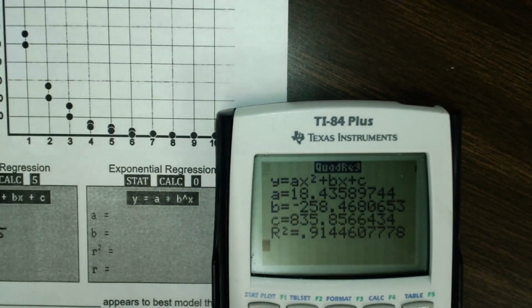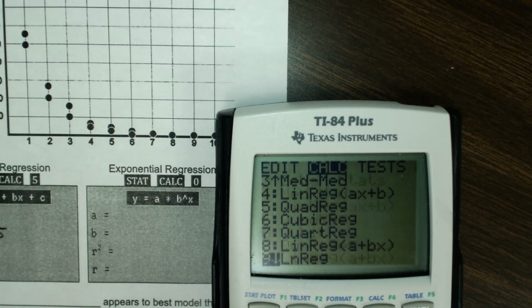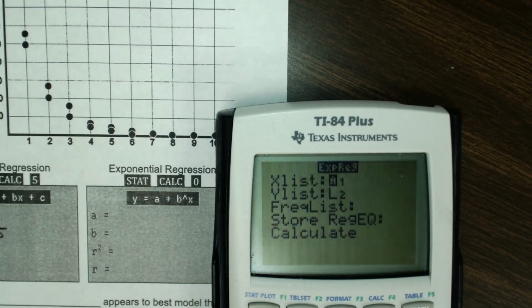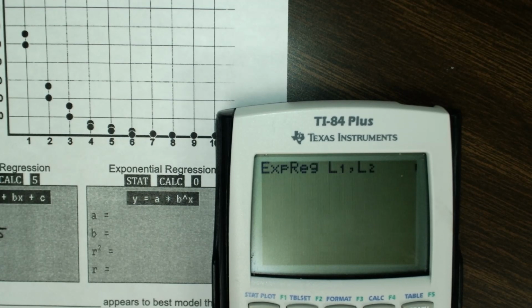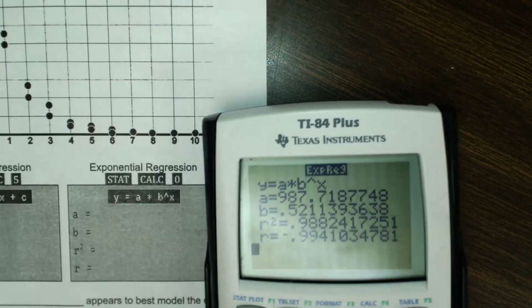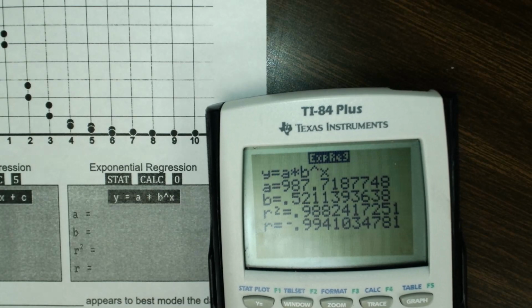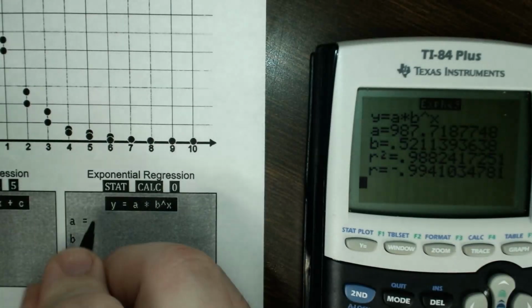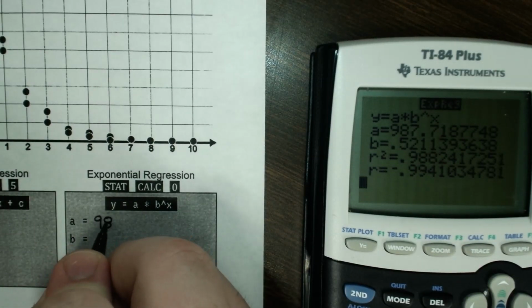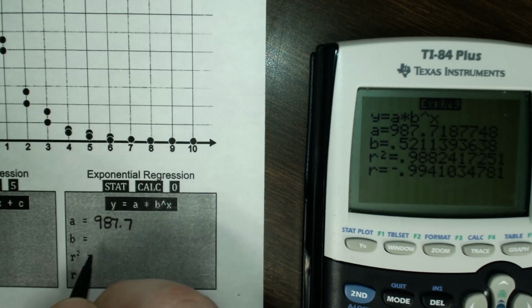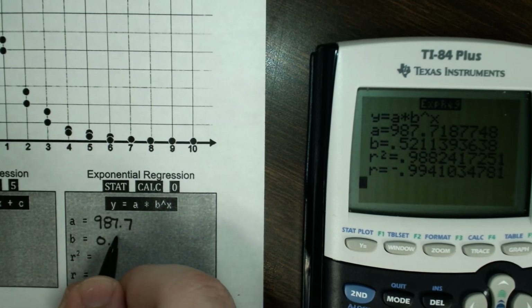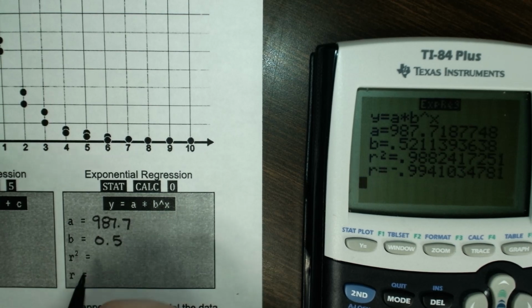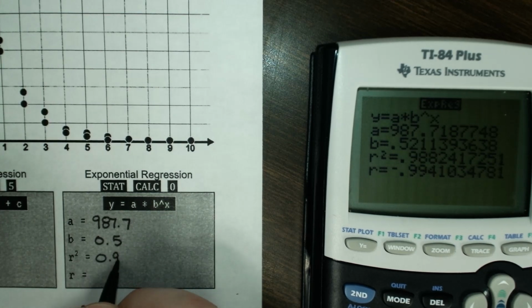The exponential regression, stat, calc, you can scroll down to option 0 or just press the number 0. It gives me A is about 987.7. And B is 0.5. R squared is 0.988. And R is negative 0.994.